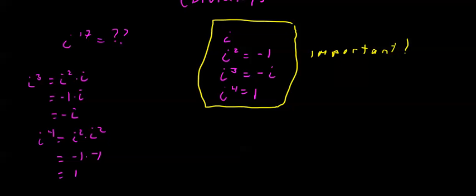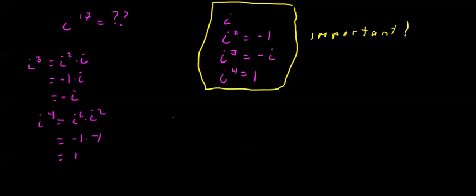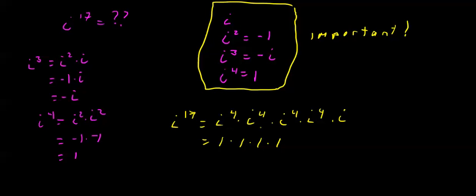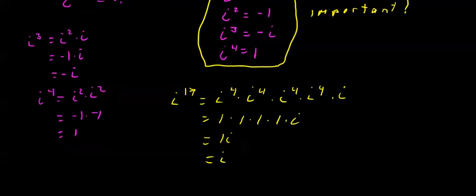So, what is i to the 17th? i to the 17th would be i to the 4th times i to the 4th times i to the 4th times i to the 4th times i. 4, 8, 12, 16, 17. Well, i to the 4th we know is 1. 1 times 1 times 1 times 1, we have 4 of them, times i, is just i. Well, we don't want to do that. We never want to do that.